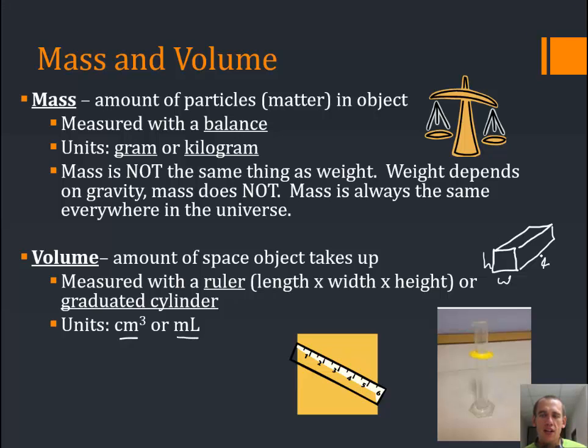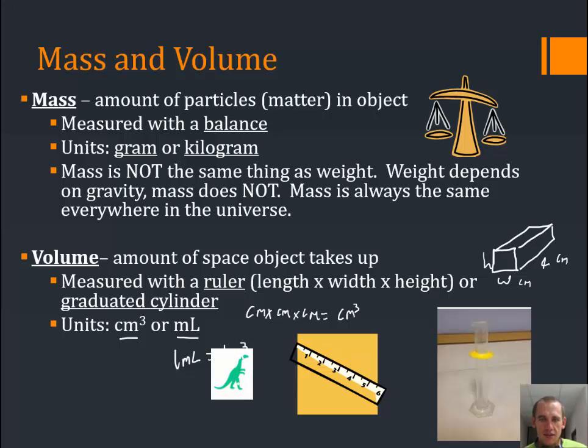Cubic centimeters because if you take length in centimeters times width in centimeters times height in centimeters, you have centimeters times centimeters times centimeters, which is a cubic centimeter. Milliliter is a cubic centimeter. So 1 milliliter is the same volume as 1 cubic centimeter. So 1 milliliter equals 1 cubic centimeter. They both describe the same amount of space.